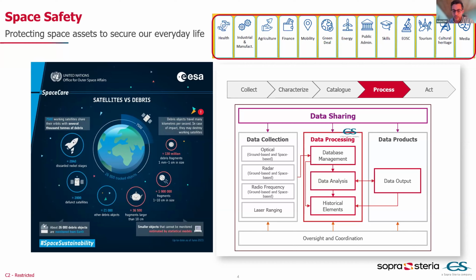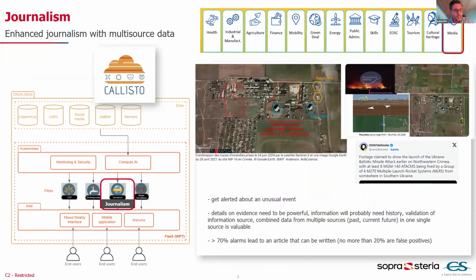The second one is about journalism. So what we did is we built a platform called Callisto, addressing environmental journalism, but not only, could be war journalism. And here are pictures that are not from our platform, from Callisto, but have been taken from the recent news, which is, you probably have heard that Ukraine has hit a satellite control center in Russia.